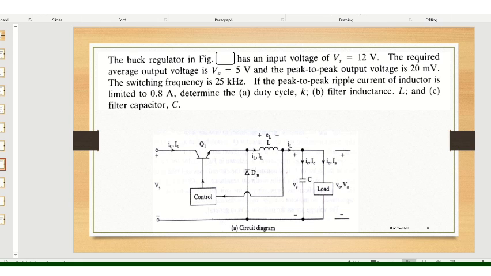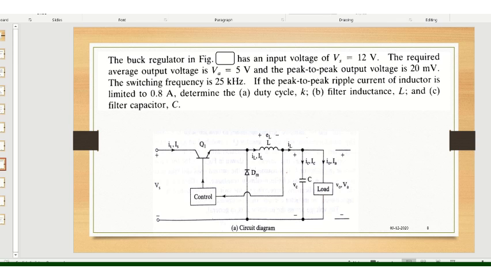Here is a problem. The buck regulator in the figure shown has input voltage Vs equal to 12 volts. The required output voltage is Va equal to 5 volts, and the peak to peak output voltage ripple is 20 millivolts. The switching frequency is given as 25 kilohertz. If the peak to peak ripple current of the inductor is limited to 0.8 amps, determine the duty cycle K, filter inductance L, and filter capacitor C.